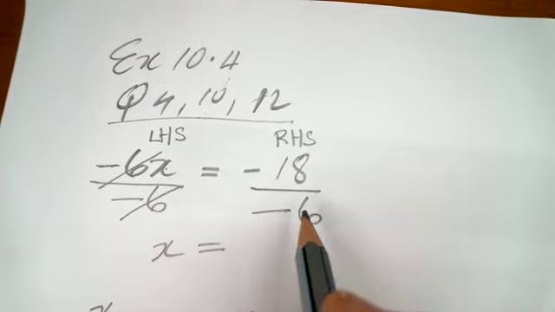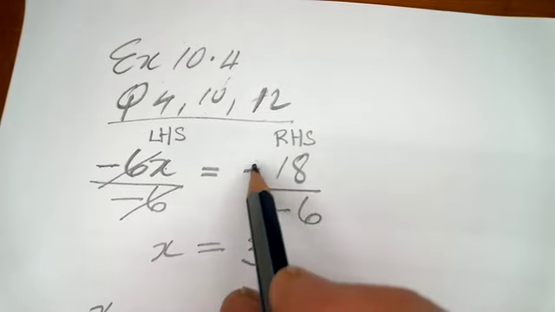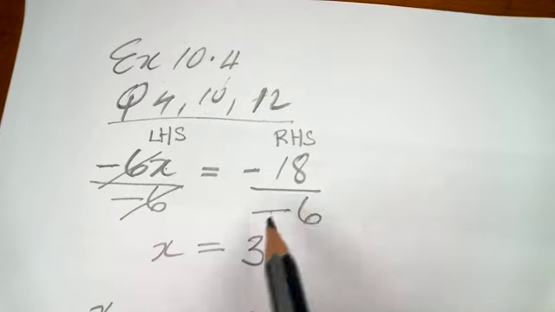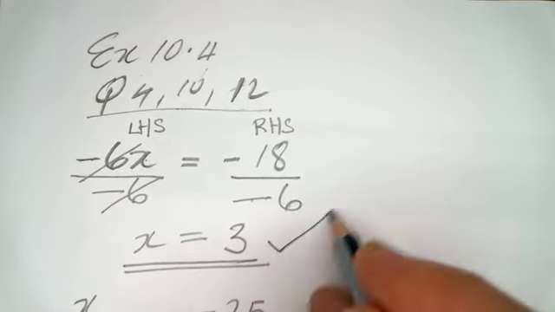Now, how many times does 6 go into 18? Well, it goes 3 times, and of course, because we've got a negative divided by a negative, the answer is positive, and there is our solution.